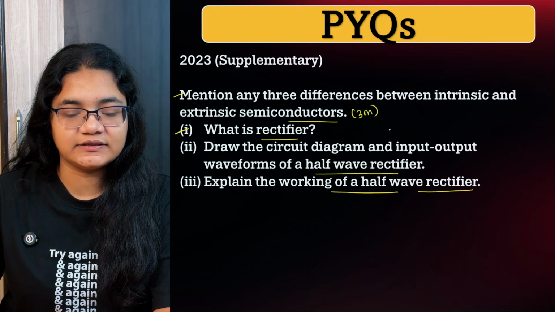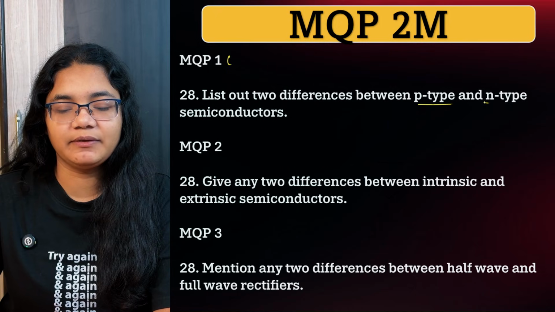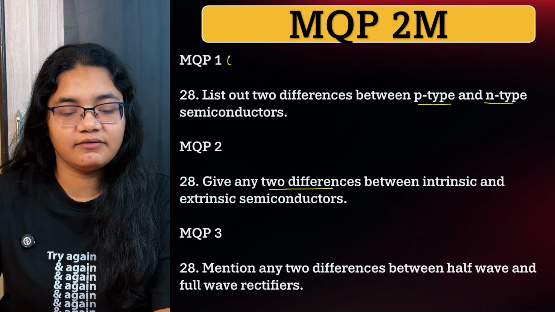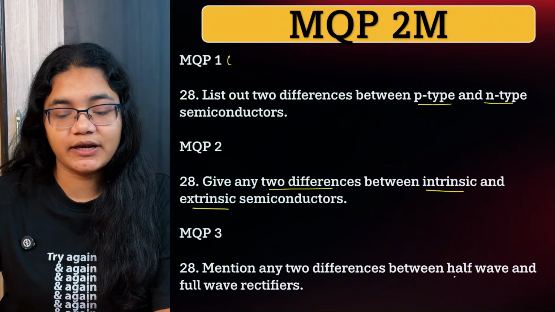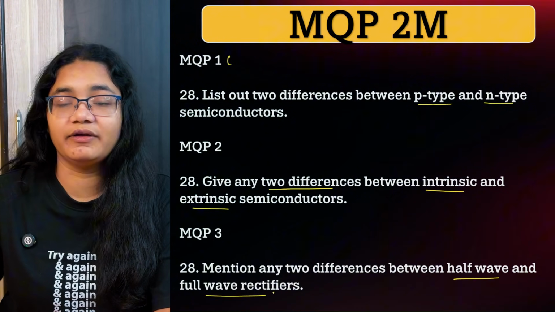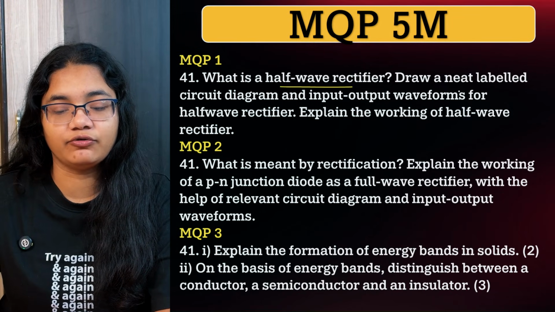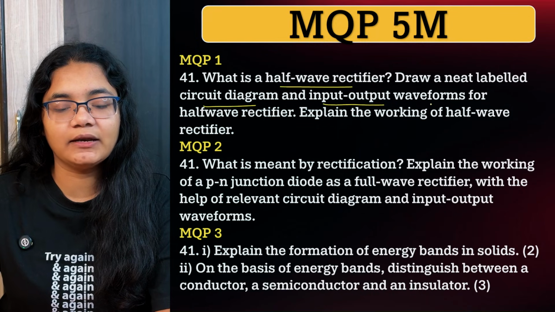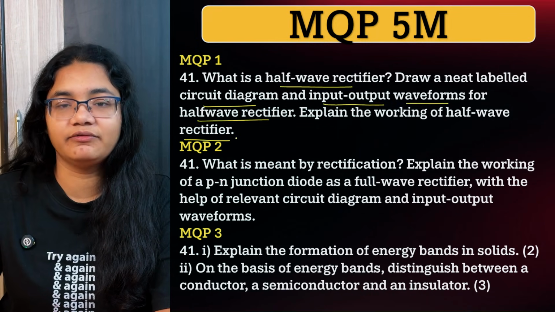Next we will see model question paper. 2-marker question section: difference between p-type and n-type semiconductors. Give any two differences between intrinsic and extrinsic semiconductors. Mention any two differences between half wave and full wave rectifiers. Next, we'll see 5-marker question. What is a half wave rectifier? Draw a neat labelled circuit diagram and input-output waveforms for half wave rectifier. Explain the working of a half wave rectifier.